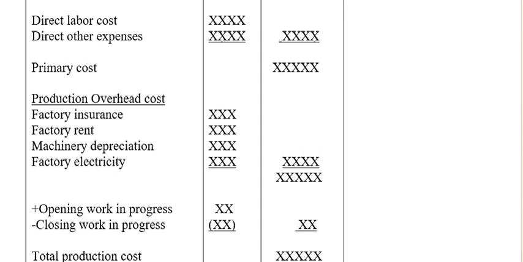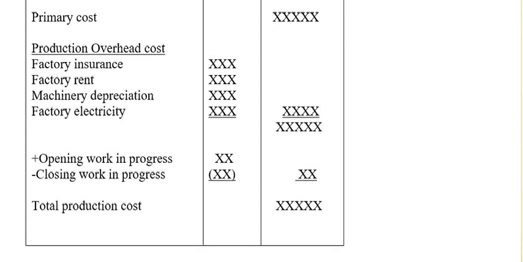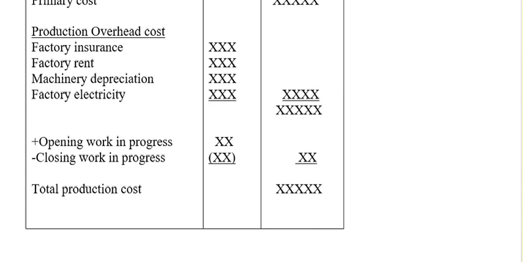Why? Because before you calculate it, you have to adjust work in progress. I told you that in a manufacturing organization, stock consists of three things: raw material, work in progress and finished goods. Here, opening work in progress should be added and closing work in progress should be deducted. After this adjustment, you can come up with the answer for the total production cost.